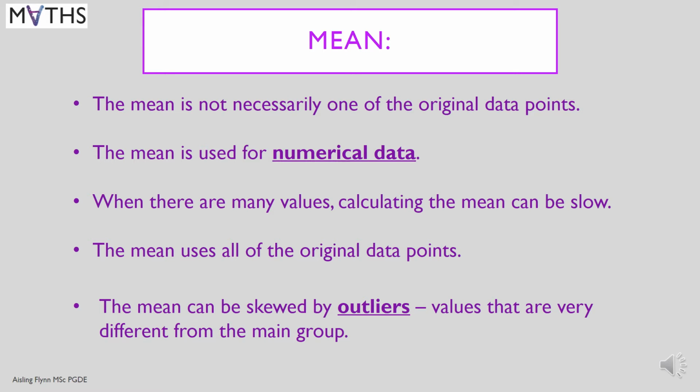But that means that the mean can be skewed by outliers. Outliers are values that are very different from the main group. On the next slide we have an example of how that can happen.